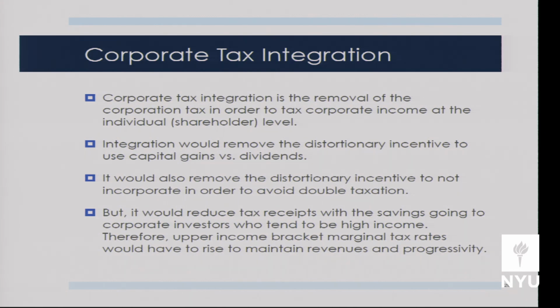Integration would do several things. It would remove the distortionary impact on financing decisions, right? Debt would no longer be preferred to equity, right? So it would get rid of the debt equity distortion. It would also remove the incorporation distortion, right? There's an incentive to not incorporate right now, right? But what would also happen? Well, there's some income that's taxed twice right now. So if we stop taxing it twice, revenues would fall.